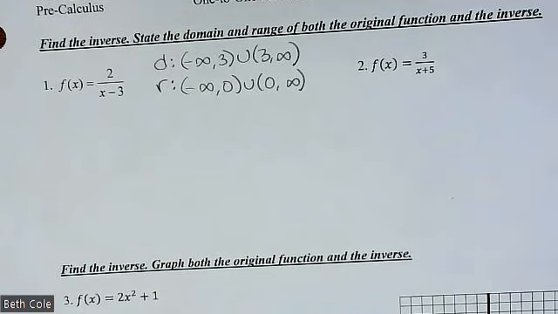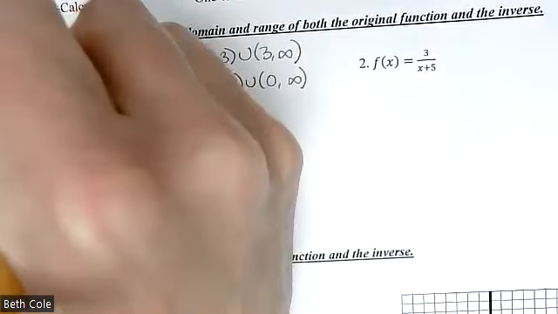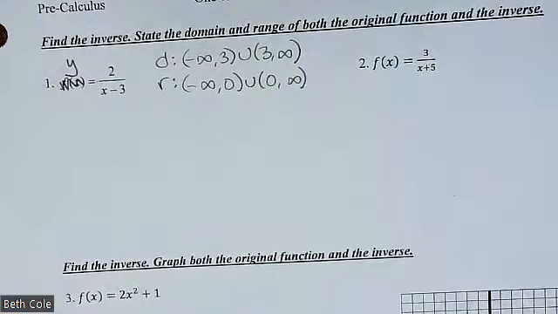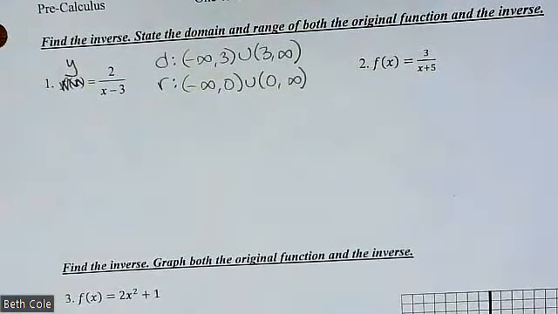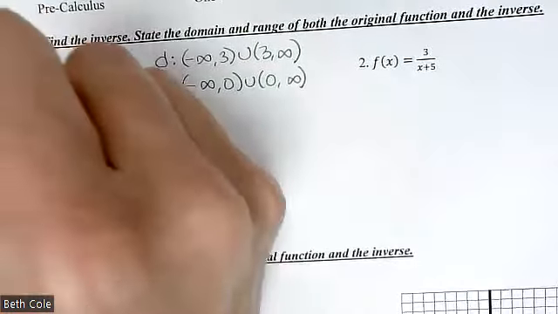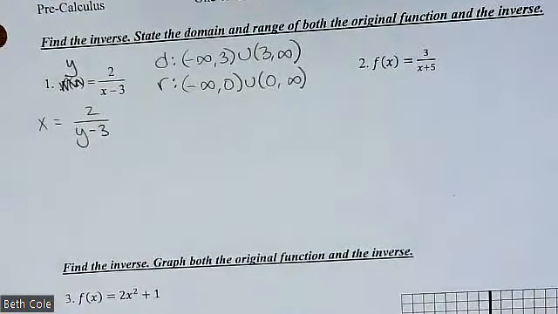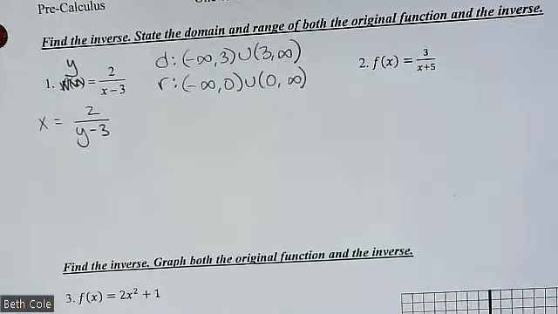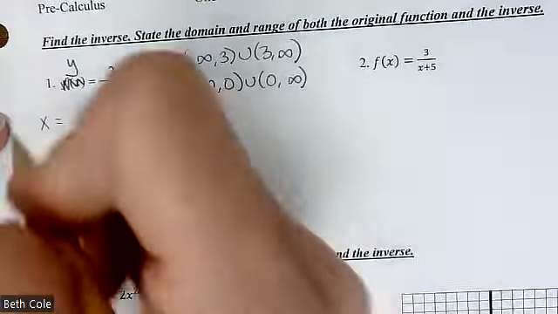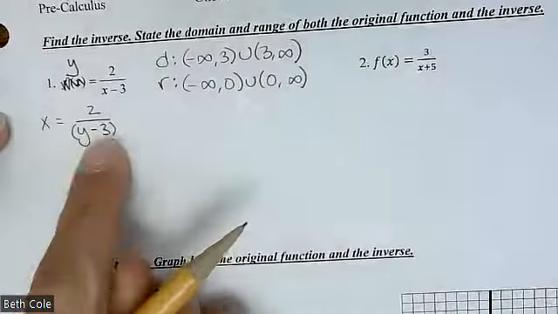Now we're going to do exactly like you did last time and find the inverse. So scribble out f of x, call it y. You're going to switch x and y. Everything else stays put. So it'll be x equals 2 over y minus 3. And then you've got to do the algebra to get the y by itself. So what would you do to both sides? You're going to multiply by y minus 3.